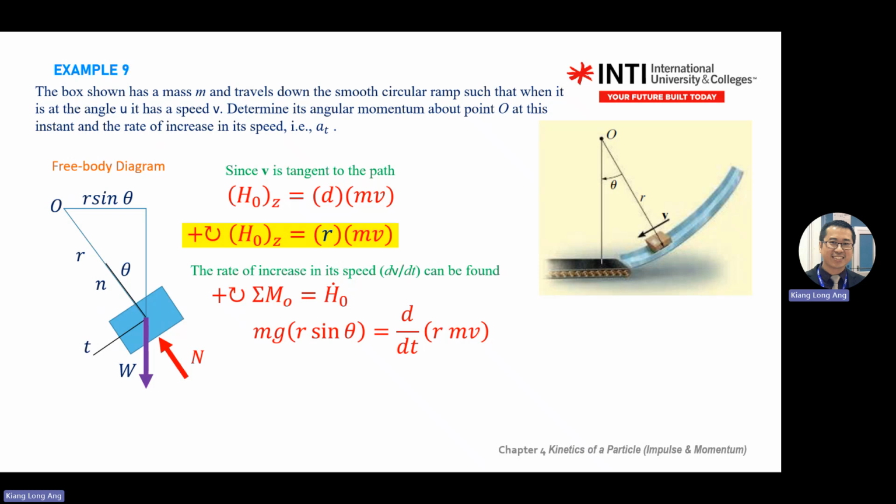So in this case, mg, how to get moment? Moment must use the perpendicular distance. So this one is split to t. There's an angle here, so it's a sine. One of you is very weak in trigonometry. You used the wrong sine and cos relationship, so the whole solution is wrong.